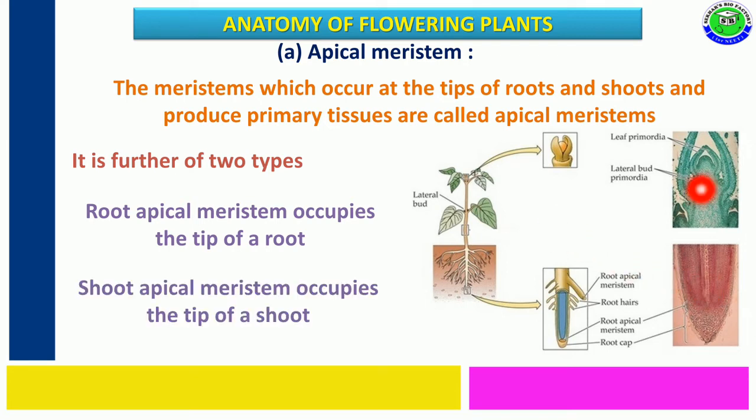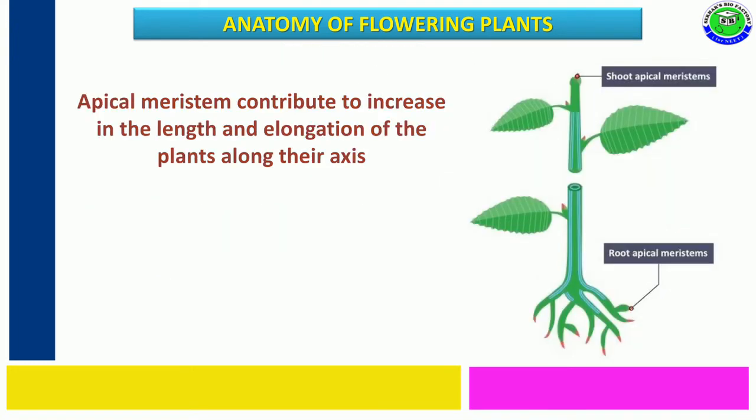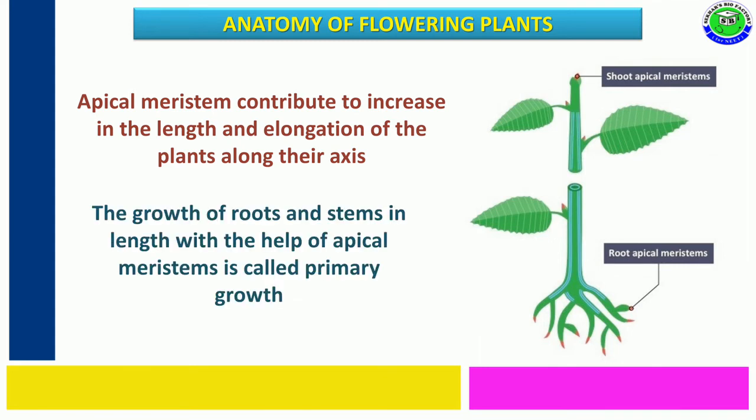Similarly, the tip of the shoot also consists of meristematic cells. It is called shoot apical meristem or SAM. The main function of the apical meristem is that it contributes to increase in length and helps in elongation of the plant along its axis. The growth of the root and stem in length is possible with the help of apical meristematic tissue and it helps in primary growth.